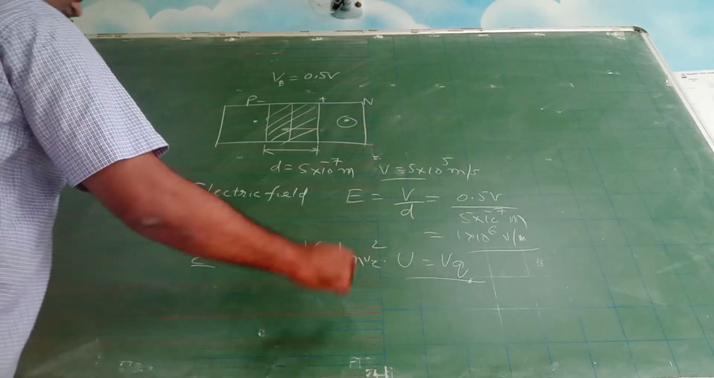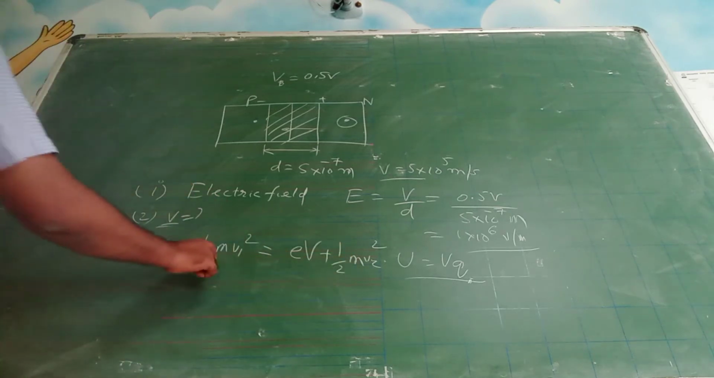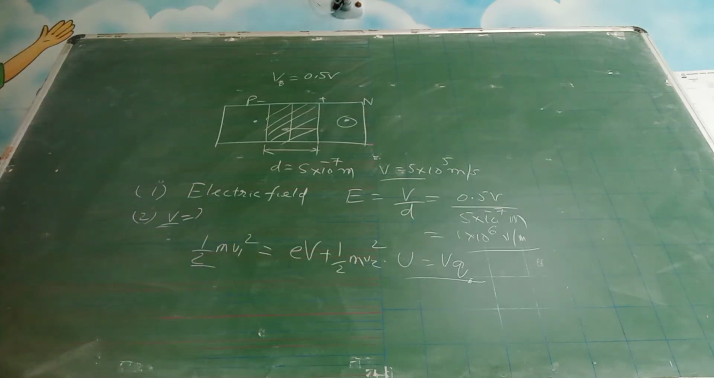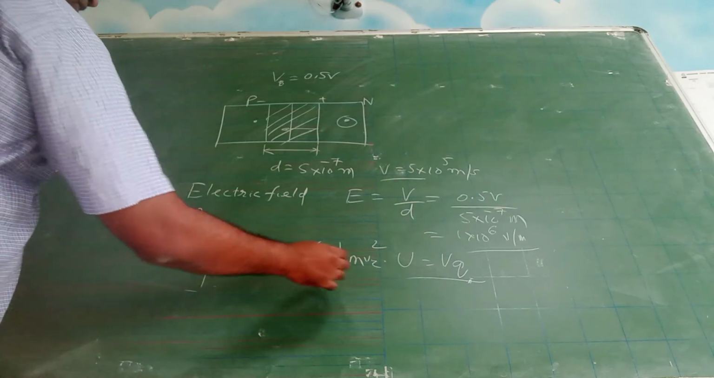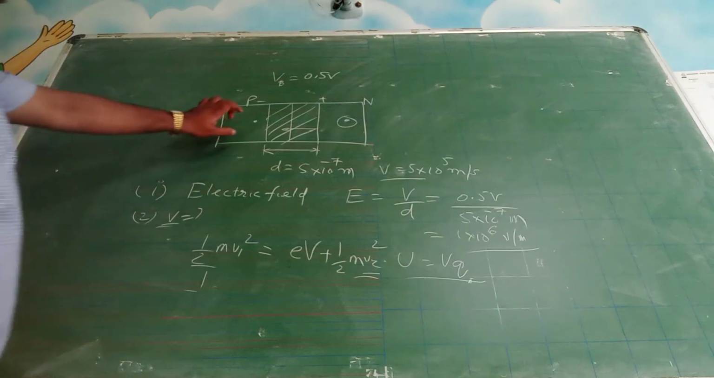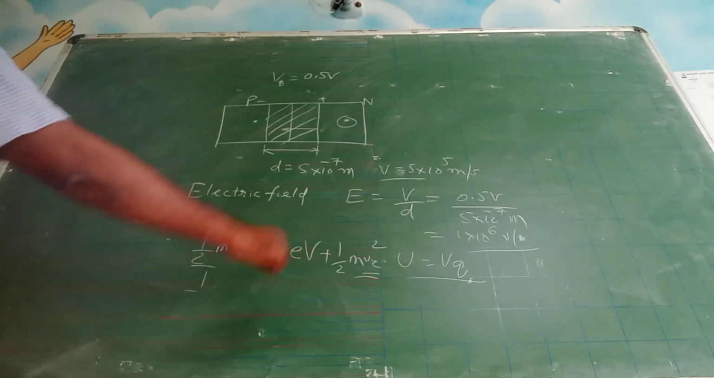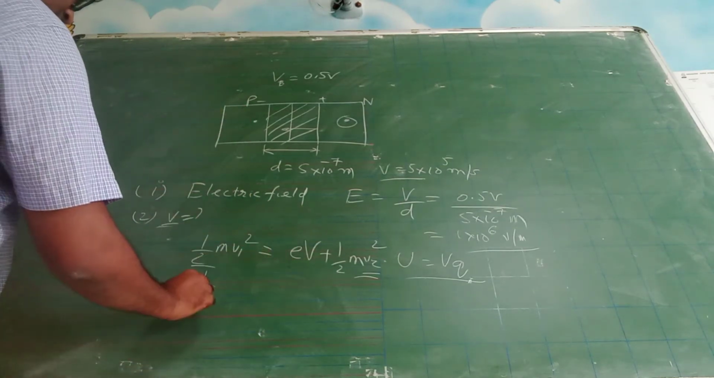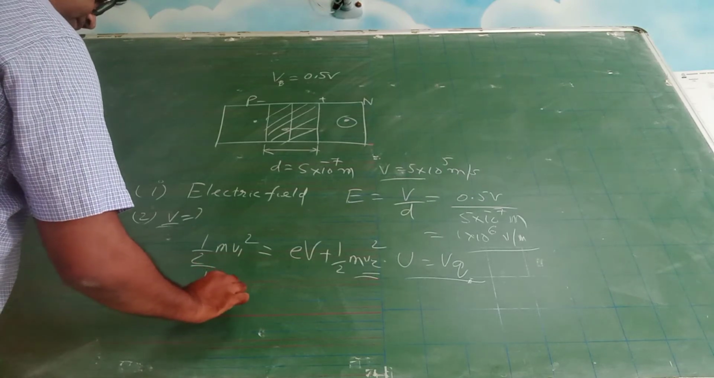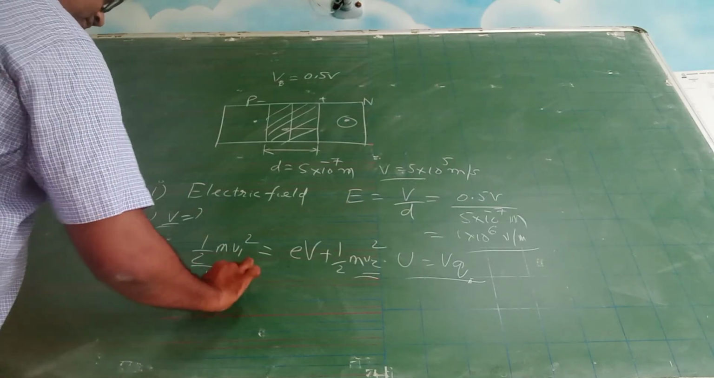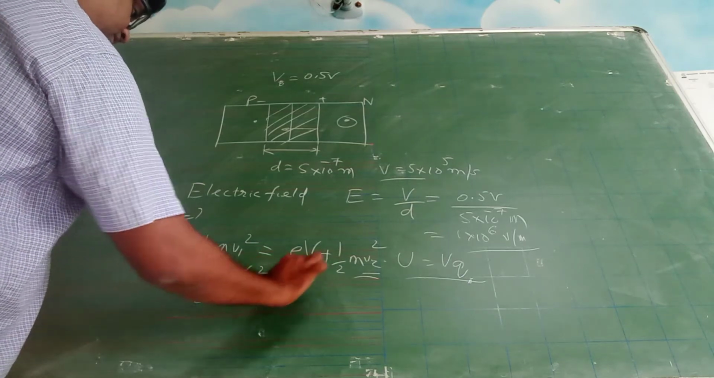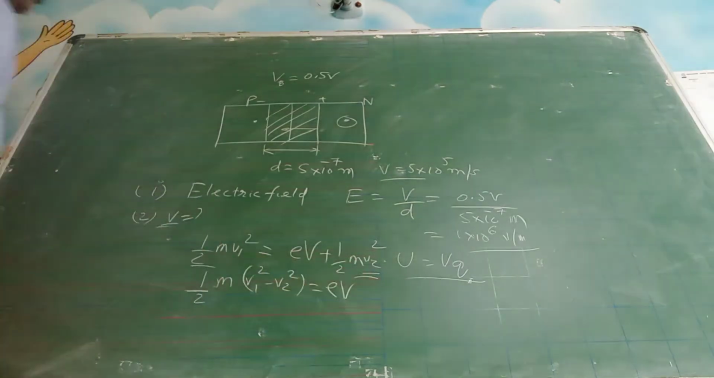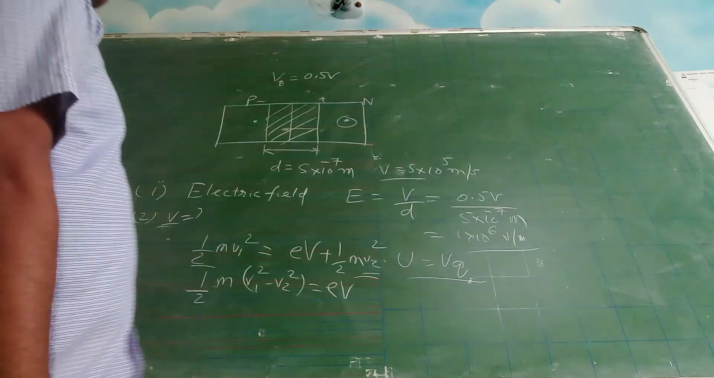So here we have to just solve this now. So what is this m? m is the mass of the electron. Because we are trying to find the velocity here, we have to find v2. So half m into v1 square minus v2 square is equal to e times V. I am just writing here now.